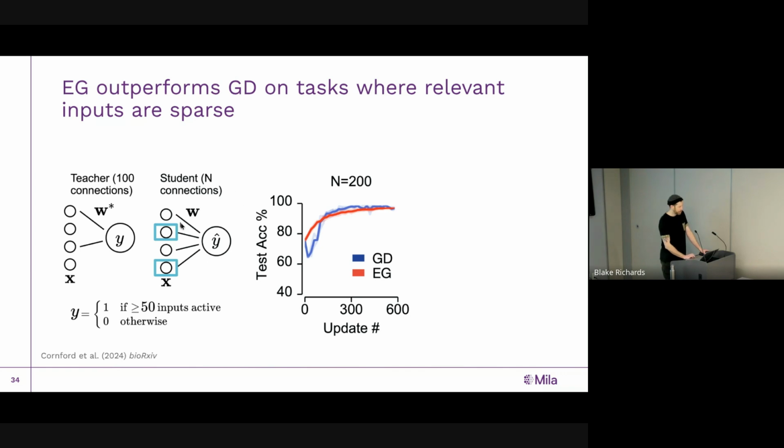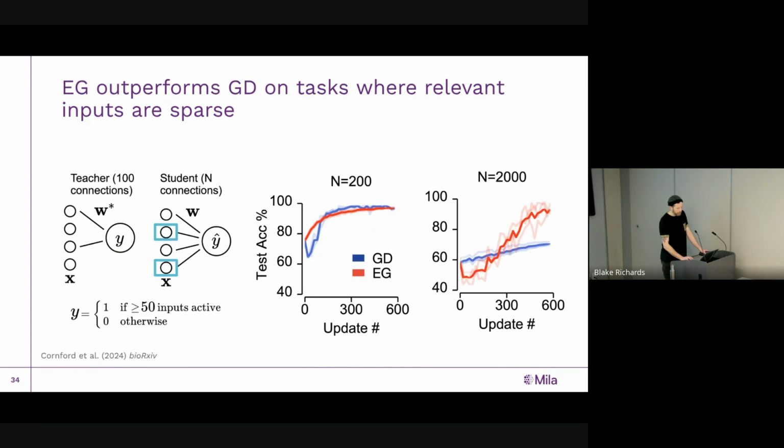So if you do this, as expected from the old literature, you can see that both of the algorithms can learn this task. In the case where 100 out of 200 input neurons are relevant, the algorithms are basically identical in terms of their performance. But if you increase the number of irrelevant neurons, so you have 2,000 neurons now and only 100 of them are relevant as inputs, then EG can outperform gradient descent.